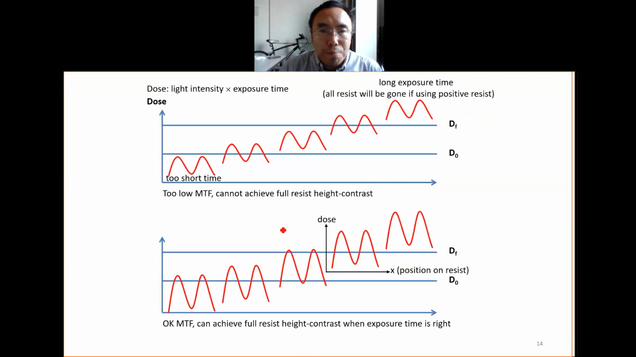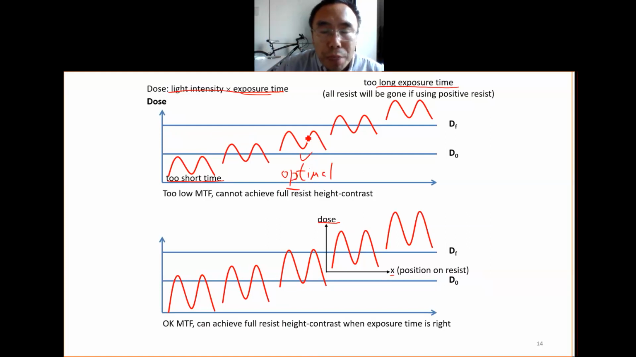So we can look at here. This is the exposure dose. Dose is given by light intensity times exposure time. X is the position on the resist. If the exposure time is too short, then the dose will be low. We guess the dose is something like this. When we have too long an exposure time, the exposure dose becomes like this. So this one is the optimal exposure dose.